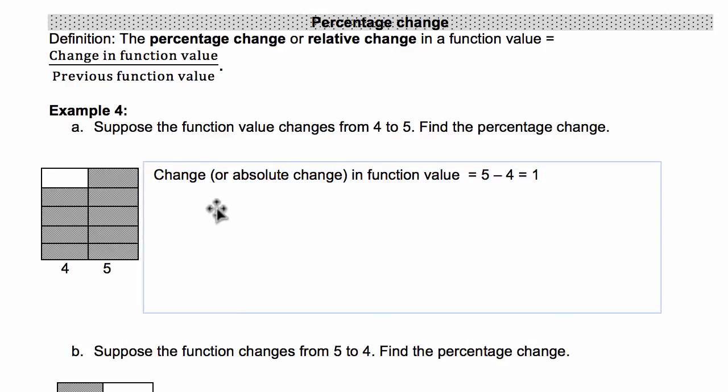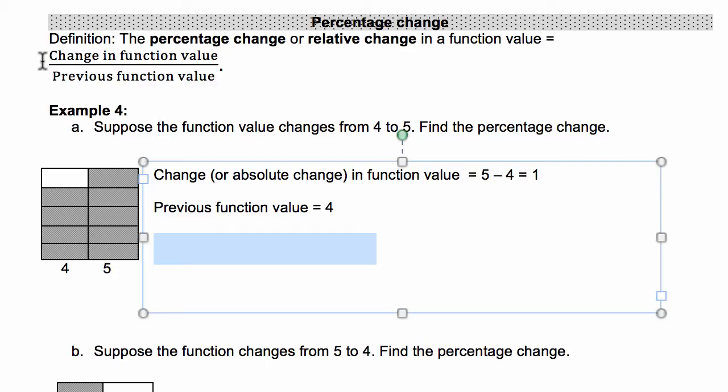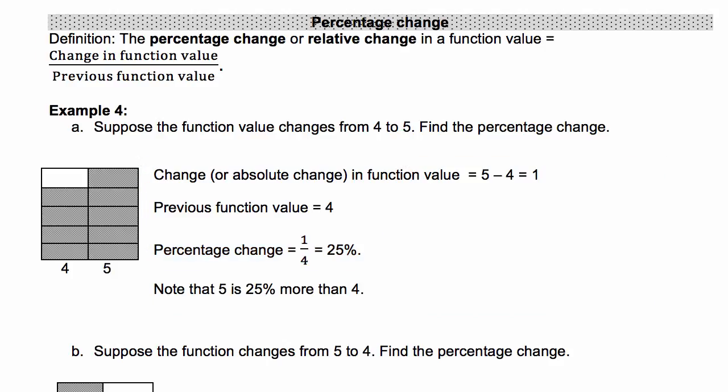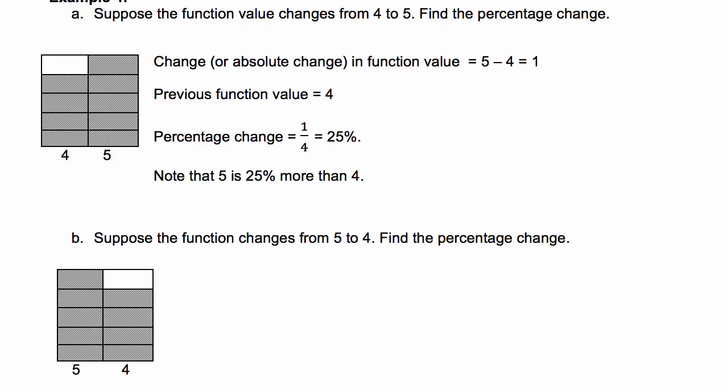We need to divide the change in function value by the previous function value. Since 4 occurred before 5, the previous function value is 4. Since the percentage change is the change in function value divided by the previous function value, our percentage change is 1 divided by 4, or 0.25, or 25%. In practical terms, this means that 5 is 25% more than 4.